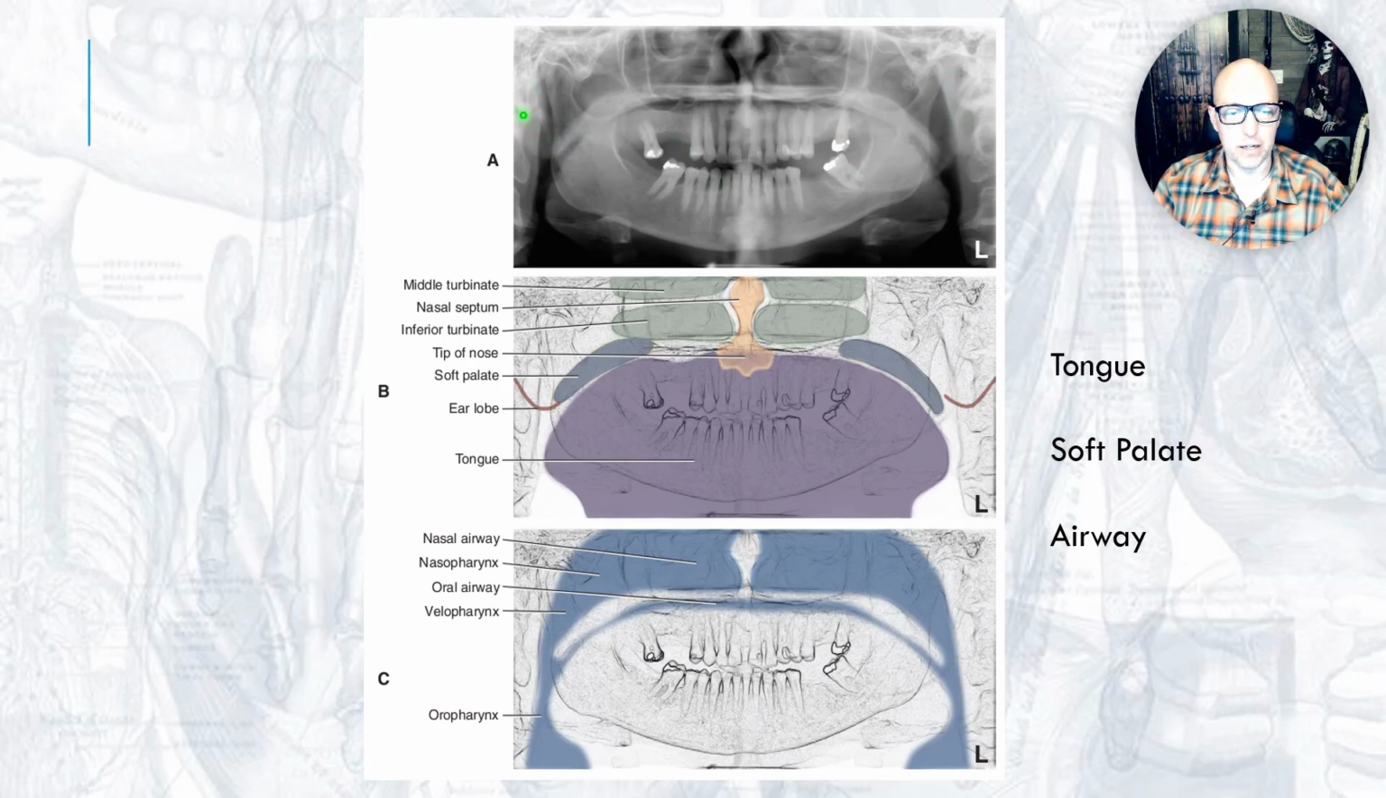So be able to recognize these structures. I won't say they're dumb questions. I'll just leave it as that. But you should know anatomical structures.